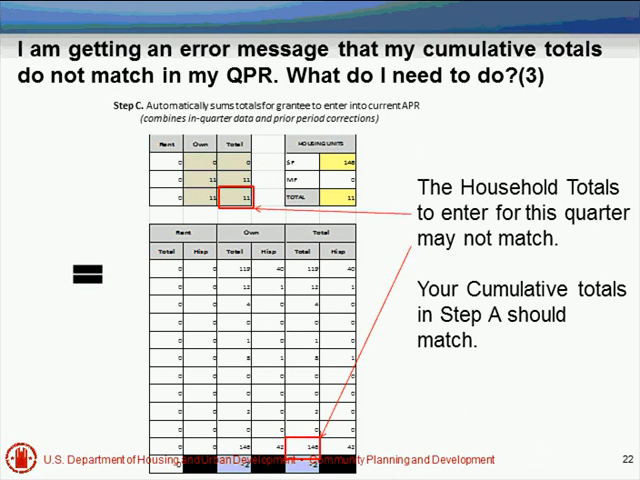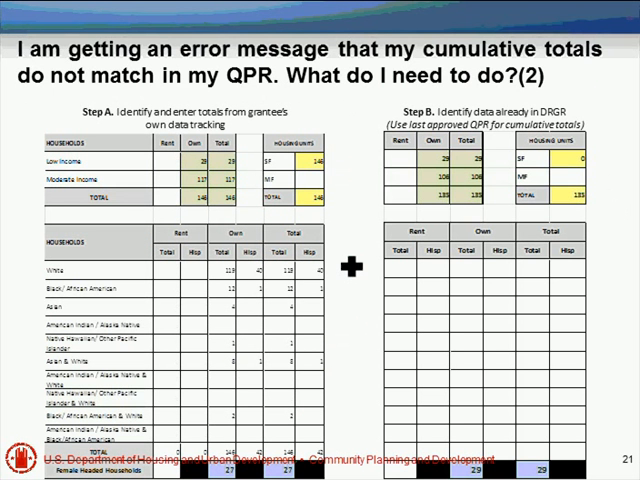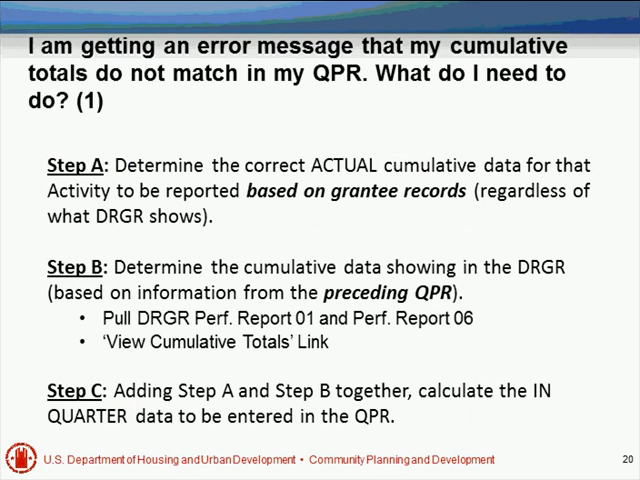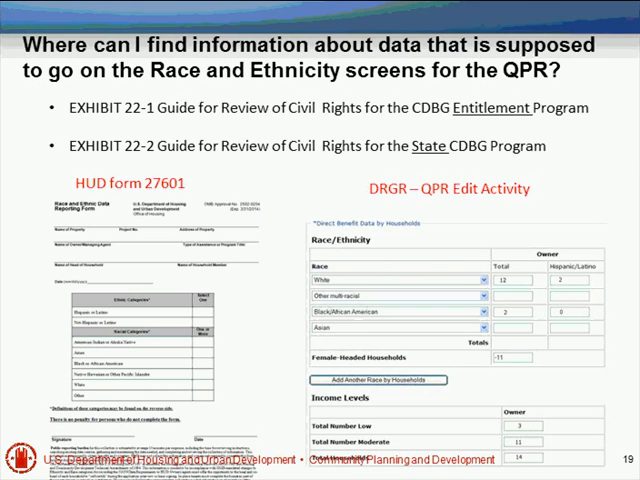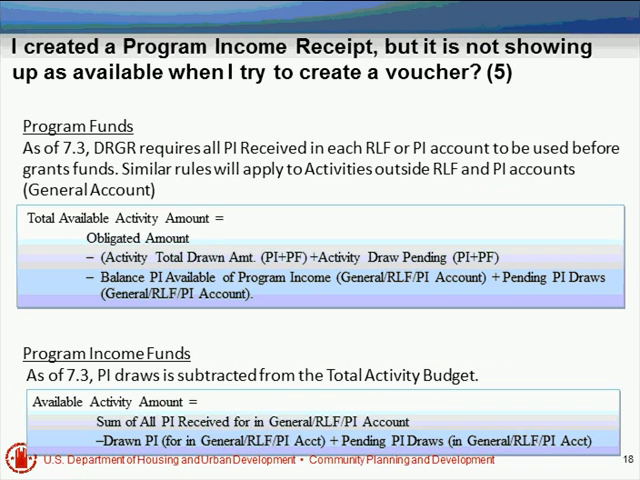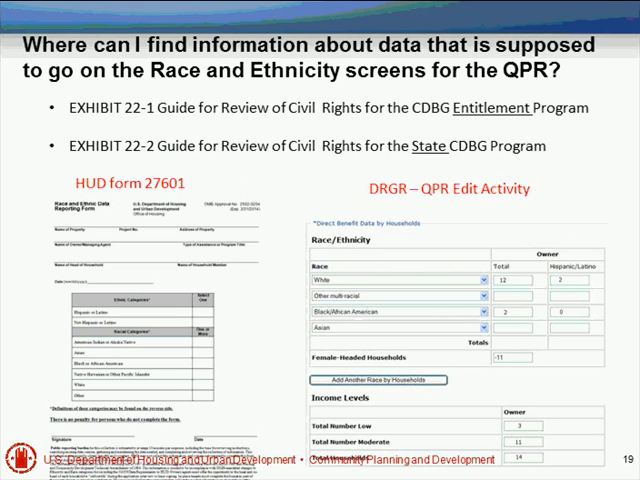Typically it's going to say cumulative totals don't match, and it's for race and ethnicity against income levels, and it's also going to be single family housing units versus total housing units. And for all of them, you're going to have a spreadsheet. The best way to work through these issues typically is to fill out a spreadsheet. And if you don't have a copy of this, it's posted online, or you can contact us at drgr_help@hud.gov.